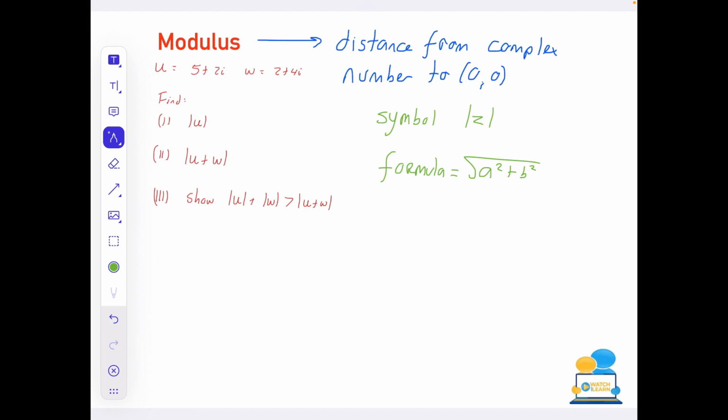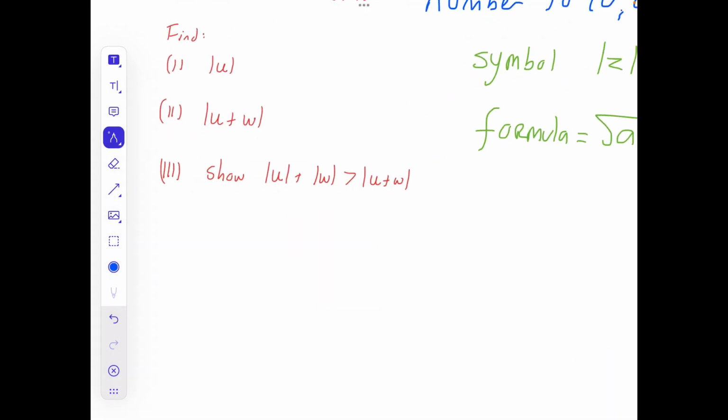Okay, so we need to know the symbol, need to know the meaning, need to know the formula. It sounds like a lot, but it's actually not too bad. So we're going to look at these three questions here.